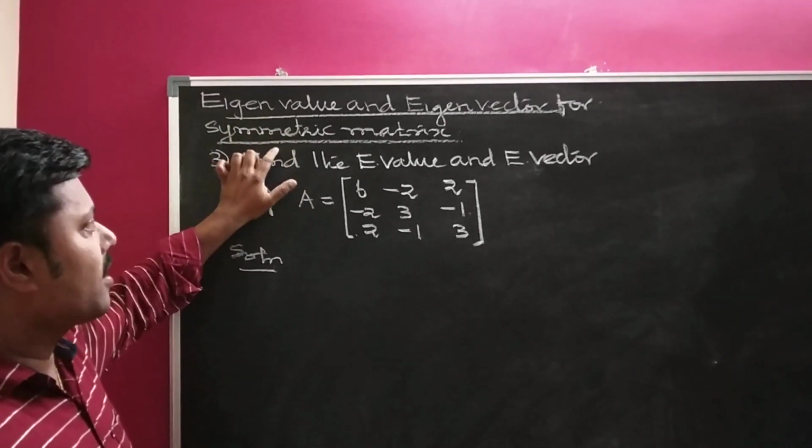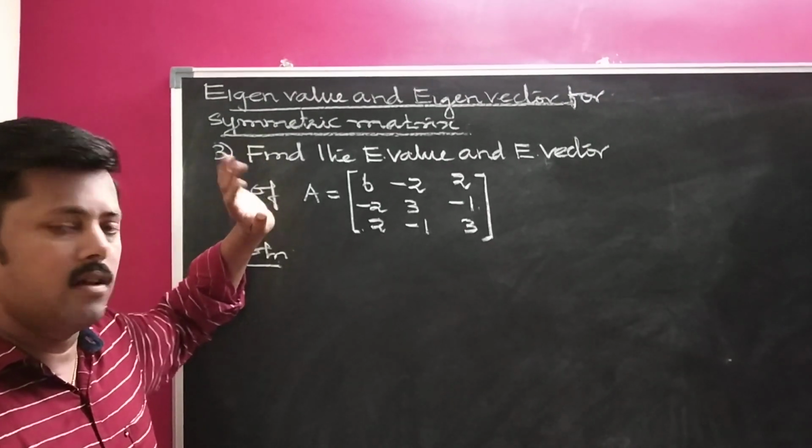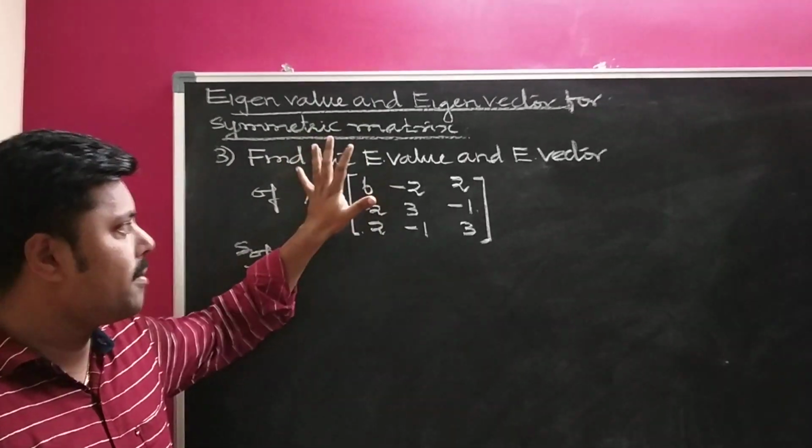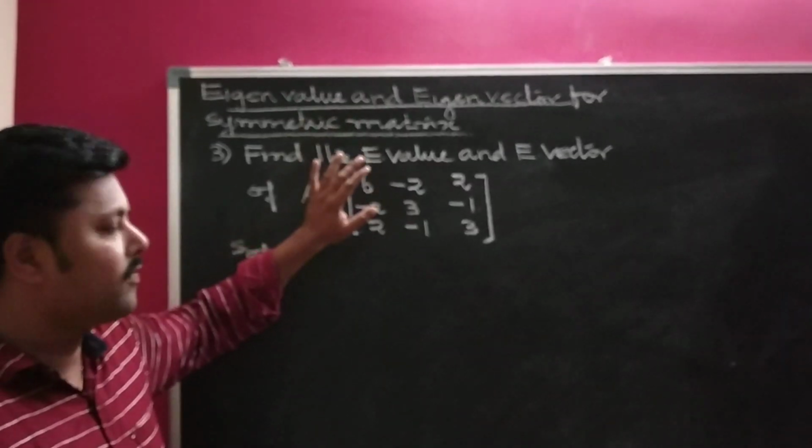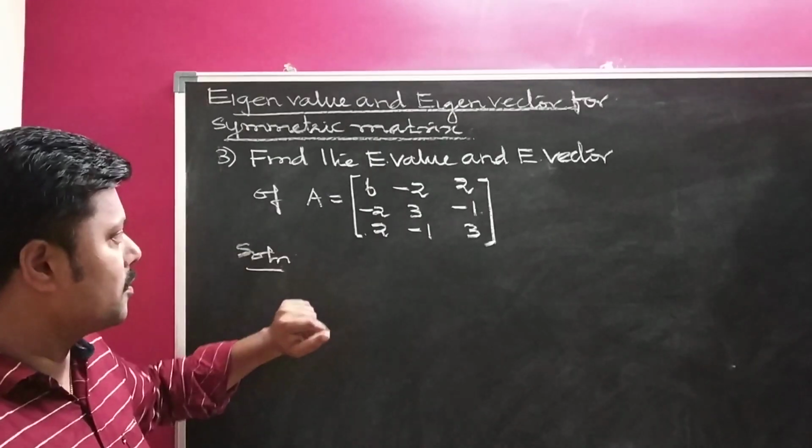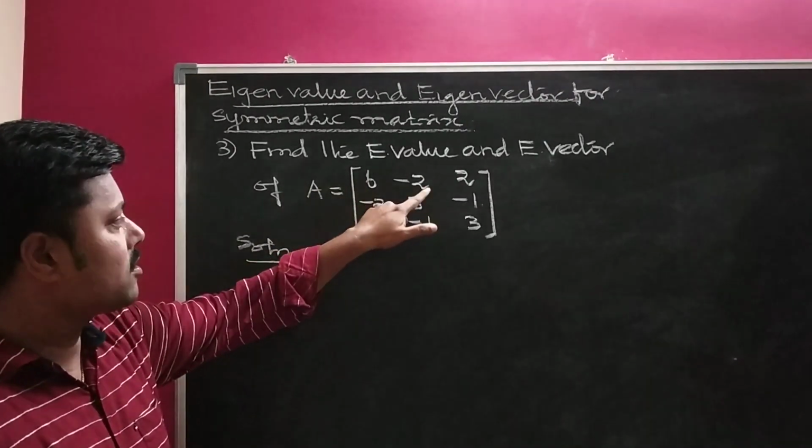Eigenvalue and eigenvector for symmetric matrix. Definition of symmetric matrix: a square matrix A is said to be symmetric if A equals A transpose. First row and first column are equal.